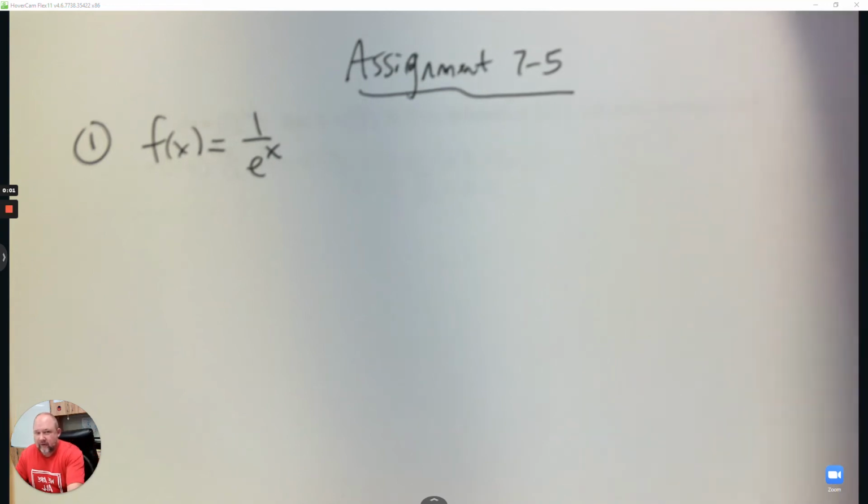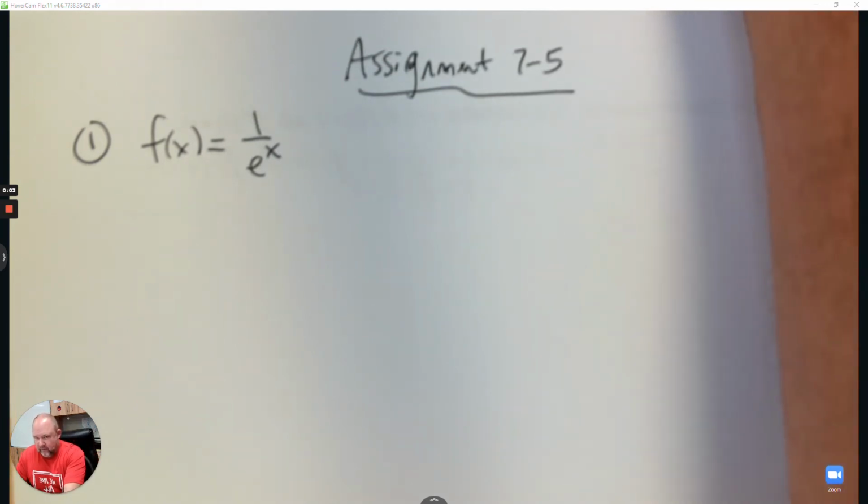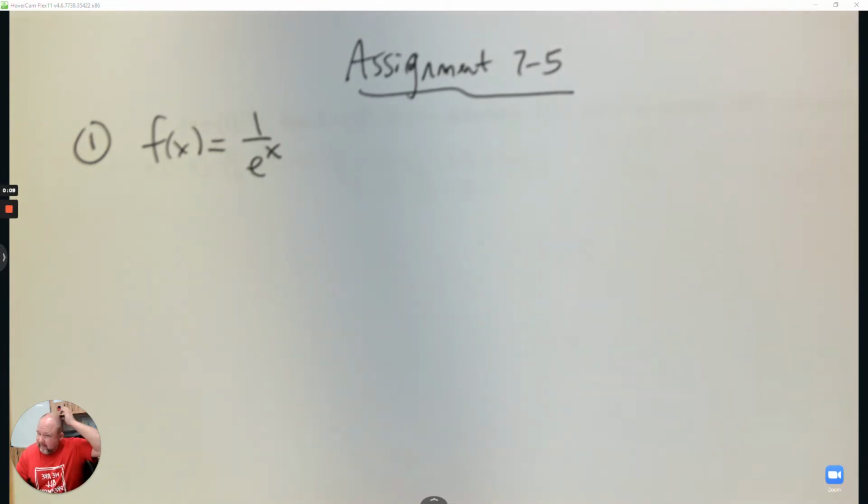All right, so here's assignment 7.5. Let's start with number 1. So you're given a tricky function, 1 over e to the x, transcendental, fancy name. And can I make a Maclaurin polynomial out of it? What would be the steps I would do?